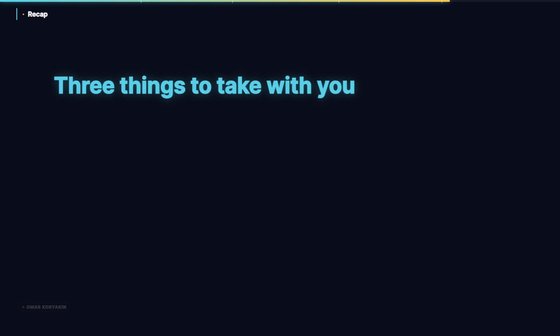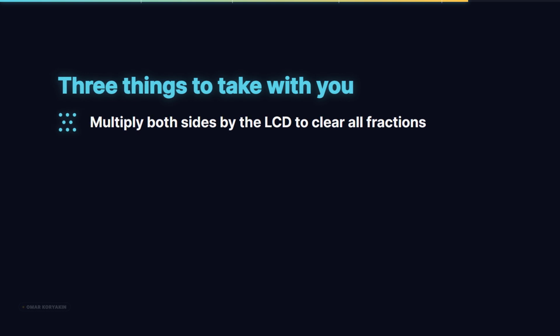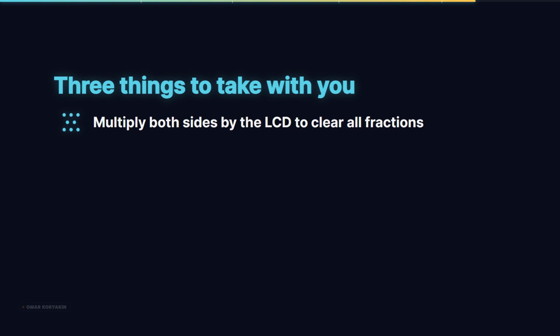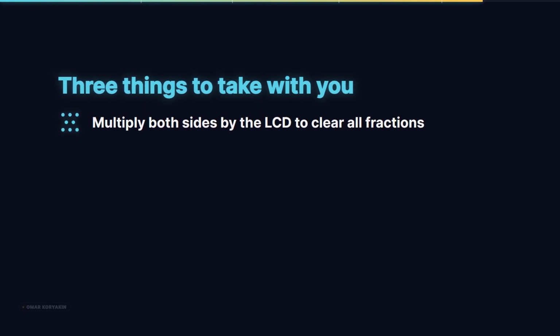3 takeaways for solving rational equations. The third one is the most important. Find the LCD of every fraction in the equation, then multiply both sides by it. This clears every denominator and turns the rational equation into a polynomial equation. The LCD finding skill is identical to Lesson 3's addition procedure.